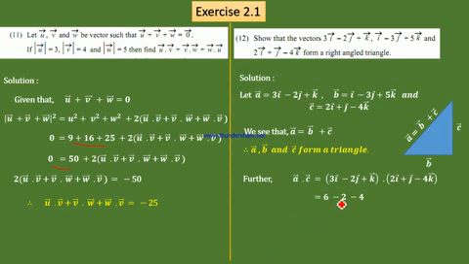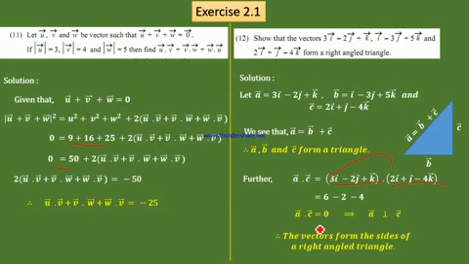So the dot product of that: take the A value and the C value. So on dot product, 3 into 2 is 6, minus 2 into 1 is minus 2, 1 into minus 4 is minus 4, and then solving it, it is equal to 0. If it is equal to 0, then A vector is perpendicular to C vector, so the vectors form the sides of a right angle triangle.